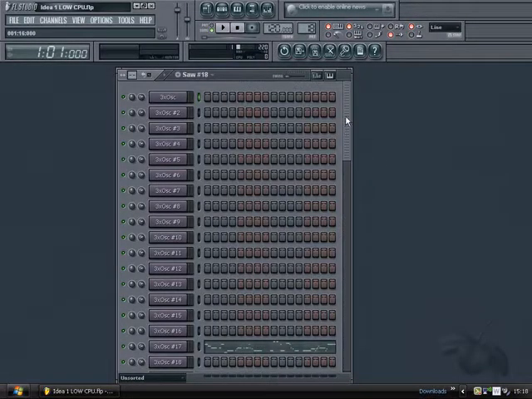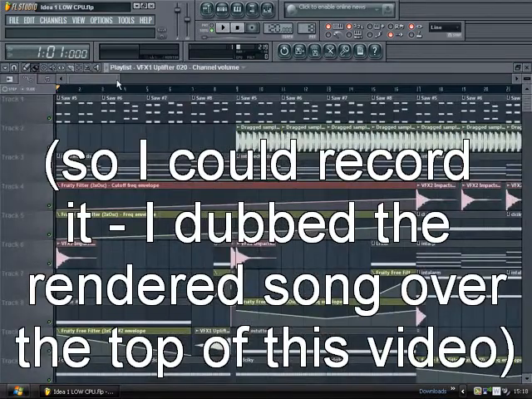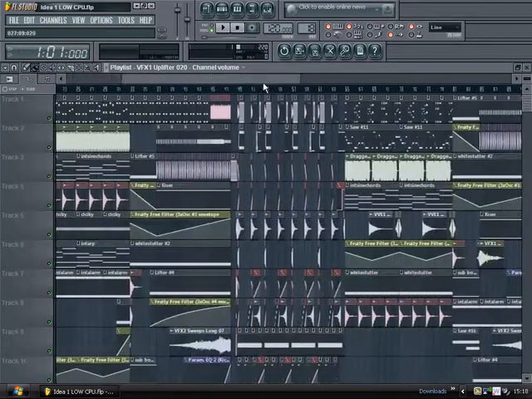Have fun! Here's the project, or at least the low CPU version. I just replaced it with loads of the simplest instruments, so it doesn't completely eat up my computer.